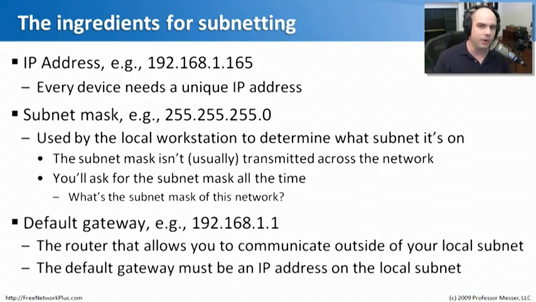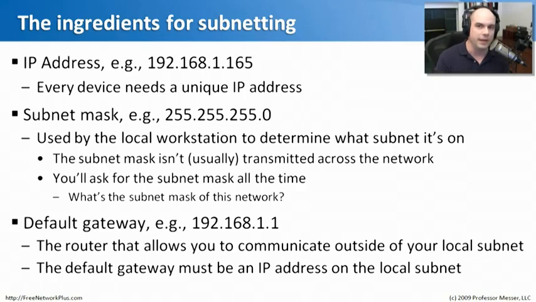The third part that is important, and most times critical to being able to talk out to the rest of the network, is something called the default gateway. This is the router that is on our local network. So if we are 192.168.1.165, we may have a router or a default gateway on our network called 192.168.1.1. It is this router and that particular IP address that we will talk to if we need to talk outside of our local network.